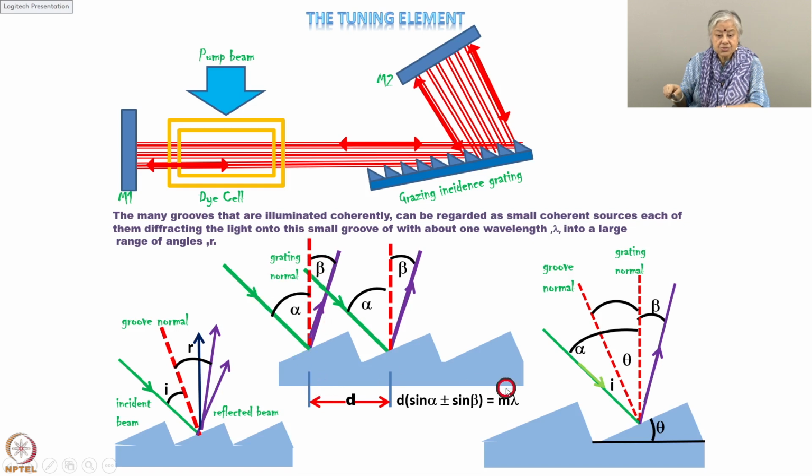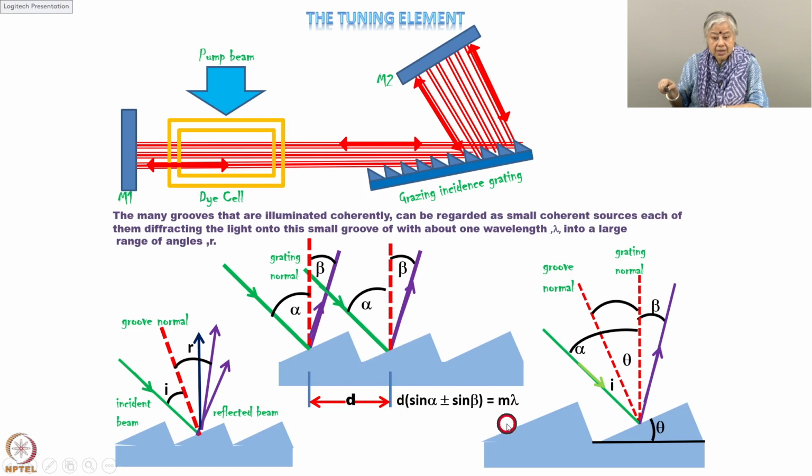Okay. So, this is what a grating looks like in a blown up proportion, and the famous grating equation I have written down here, d (sin alpha ± sin beta) is equal to m lambda. M is an integer, lambda is the wavelength you are dealing with in this grating, and d is this distance between two grooves.